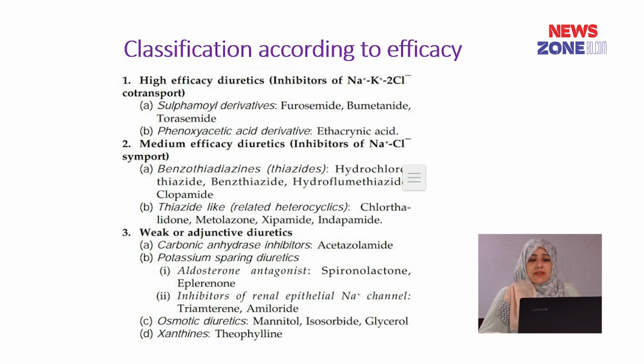Now, according to the efficacy of diuretics, this is another classification of diuretics: high efficacy diuretics, medium efficacy diuretics and weak diuretics. Which are the high efficacy diuretics? The loop diuretics are the high efficacy diuretics, and thiazide and thiazide-like diuretics are medium efficacy diuretics, and other diuretics are weak diuretics like carbonic anhydrase inhibitors, potassium-sparing diuretics and osmotic diuretics.